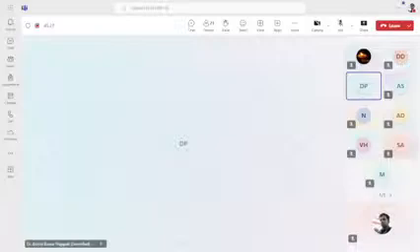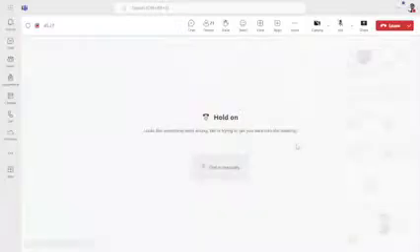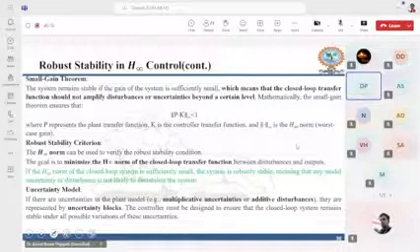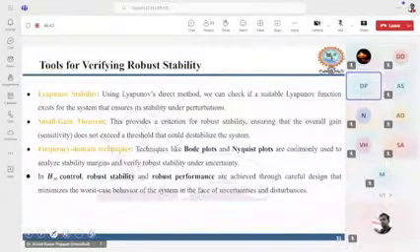and output. Model uncertainties and disturbance are not likely to destabilize the system. So if there are uncertainties in the plant, robust stability and robust performance are achieved through careful design that minimizes the worst case behavior of the system in the face of uncertainties and disturbances.